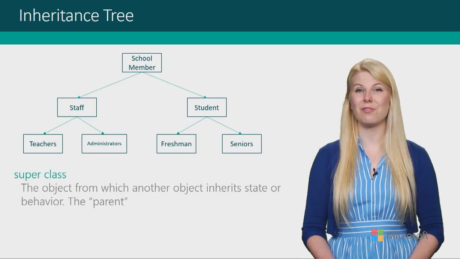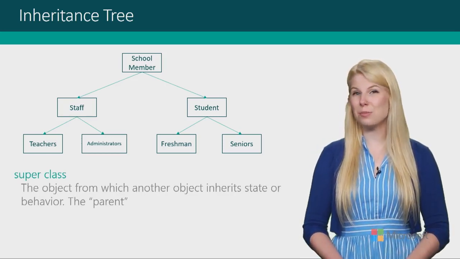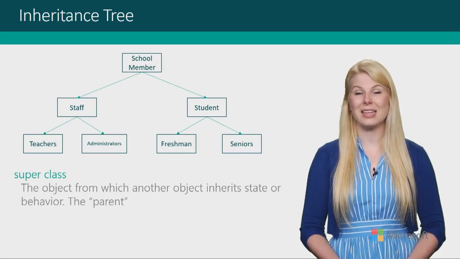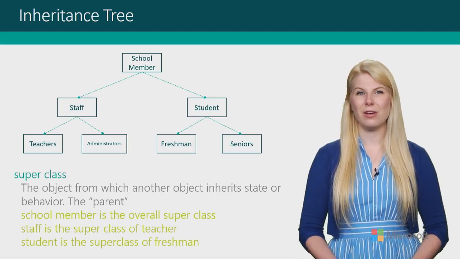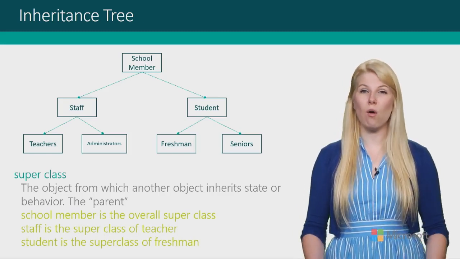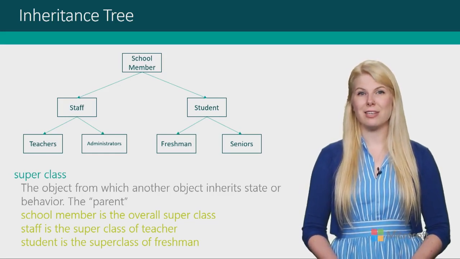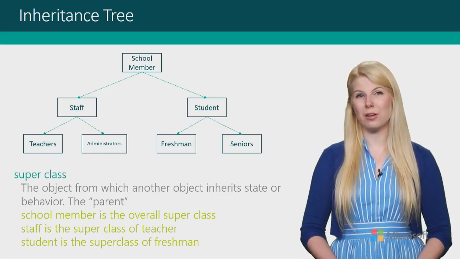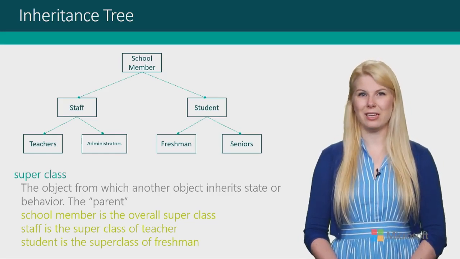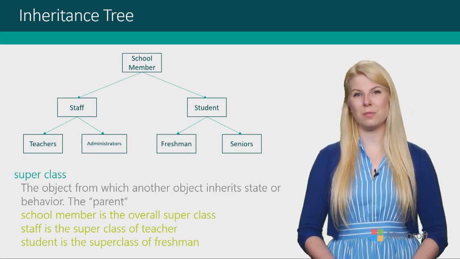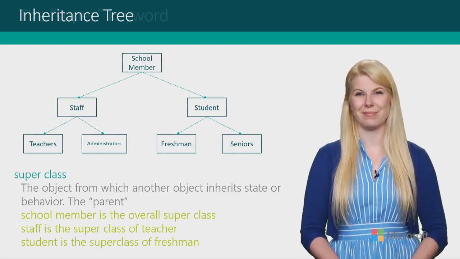Well, it turns out there's a formal term for this in Java, and it's called the superclass. The superclass refers to any class that is the parent or above another class. So in this case, school member would be the overall superclass of all the other objects. Staff is going to be considered the direct superclass of teacher because teacher directly extends staff. And in the same way, student is the superclass of freshman because freshman directly extends student.